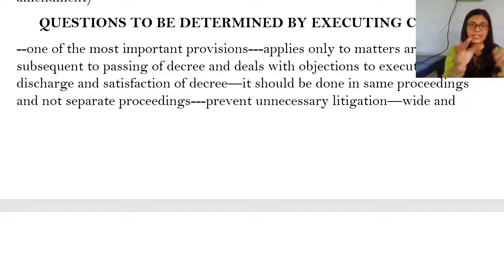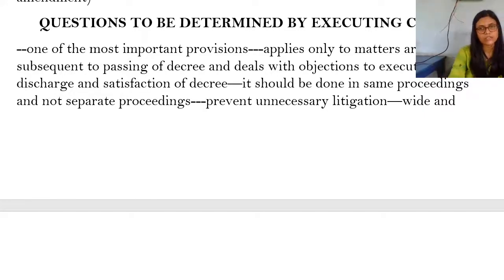The next topic that we'll cover is questions to be determined by executing courts. This is an important provision. First you have to understand that it will only arise for matters which have arisen after the passing of the decree. It deals with objections to the execution process, and to the discharge or satisfaction of the decree. Here you are doing it in the same proceeding only.